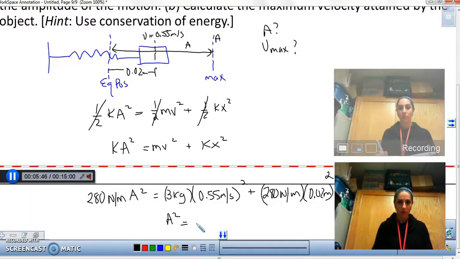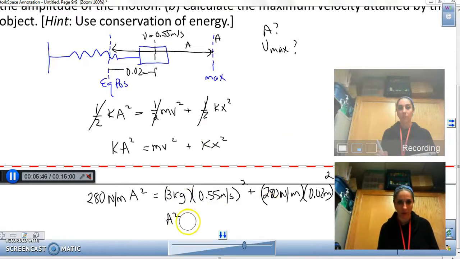So it's going to take me a second to do this, but let's go ahead. So I'm going to do 3 times 0.55 squared plus 280 times 0.02 squared. Okay. Then I'm going to divide by 280. And then I have to square root that answer. 0.06. So I just solved for A. I just jumped the gun here.